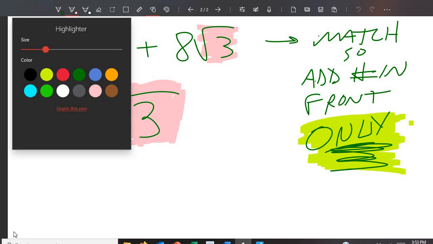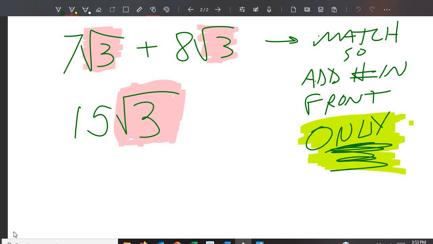Since they both have a square root of 3 only, they are like terms, and we add just the numbers in front. The square root of 3 is still in the problem. Just like if we were adding like terms with x's, the x is still in the problem. The square root of 3 is still in the problem.